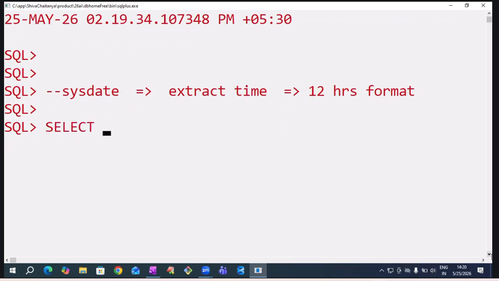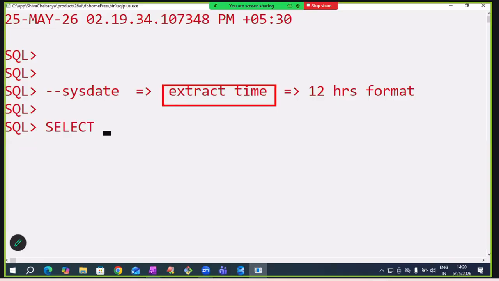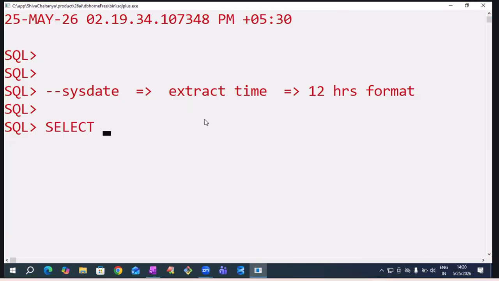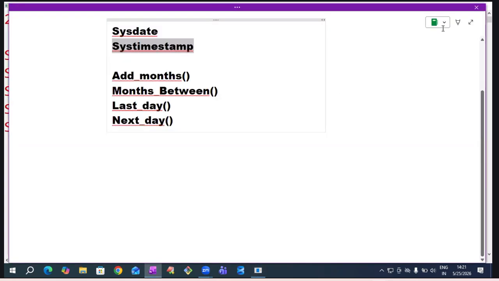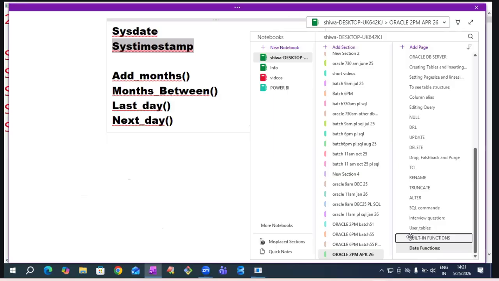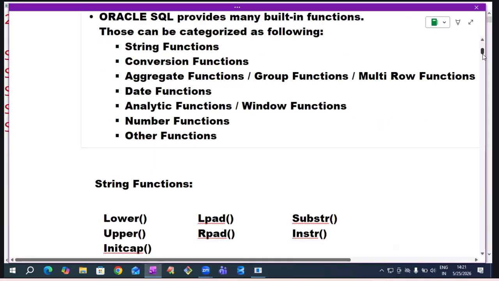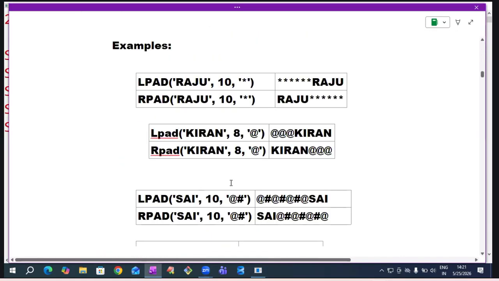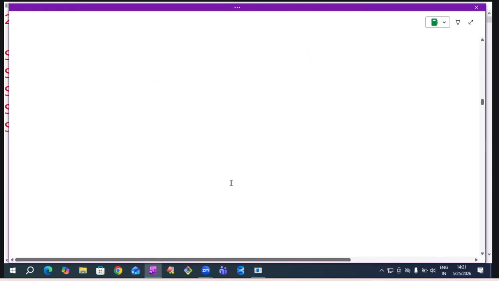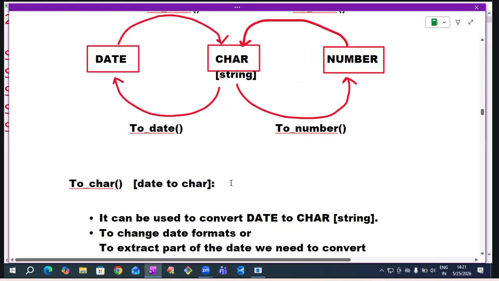Select. Good. Which function we have to use? I want to extract time from sysdate. Which function we have to use? Every day you have to refer to notes. These many members are there, no one is giving an answer. What are you learning? Why are you learning?